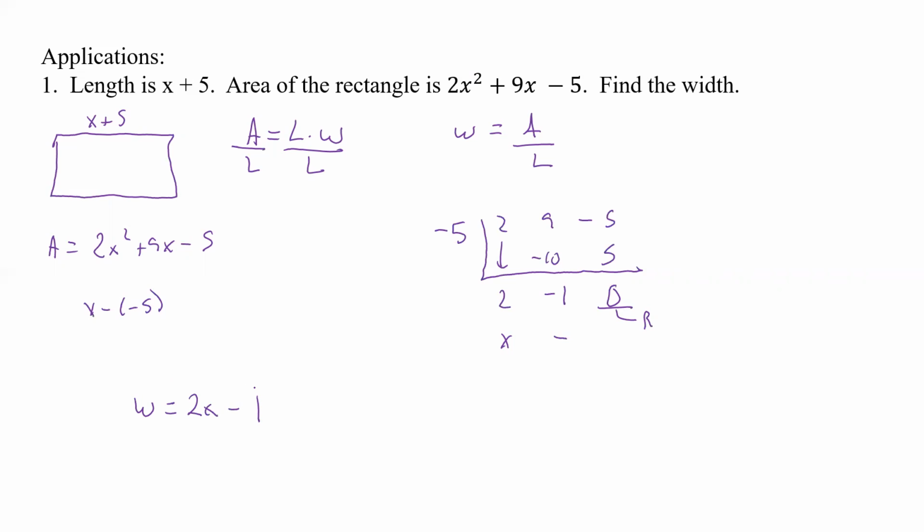Okay. And that's all we know. I mean, we don't know any units or anything like that. We just know that width is 2x minus 1. And so if we went back, we could label our width as 2x minus 1.